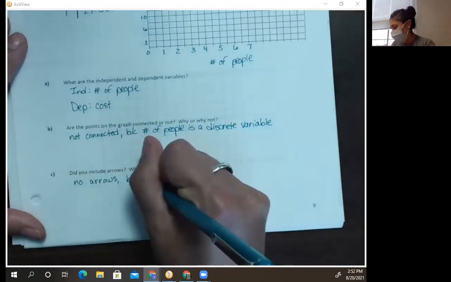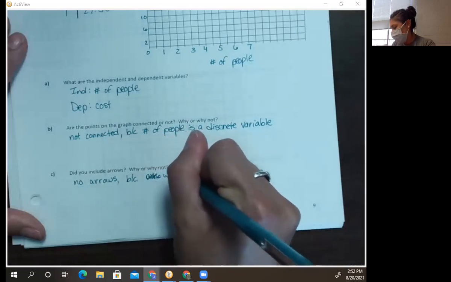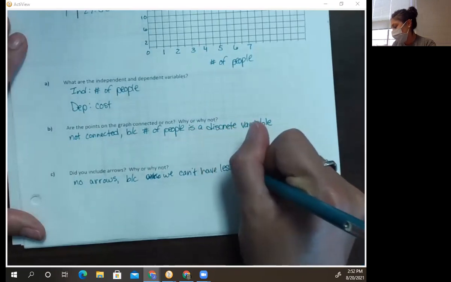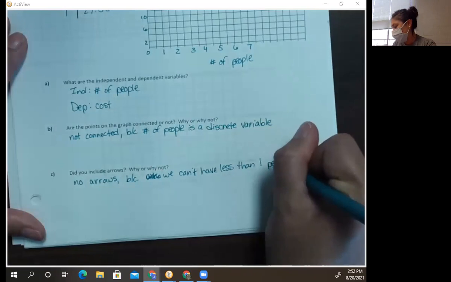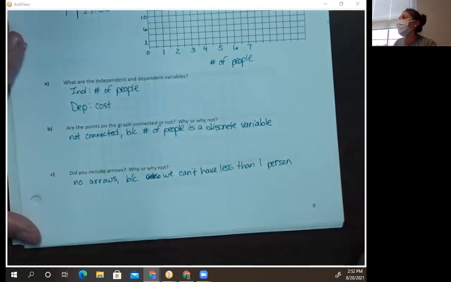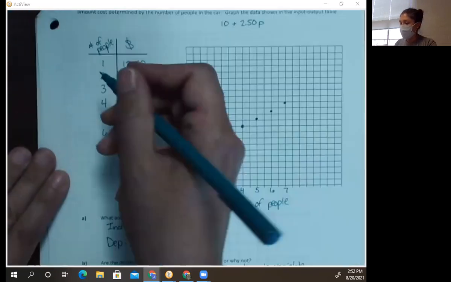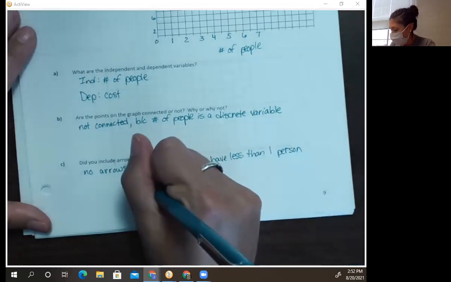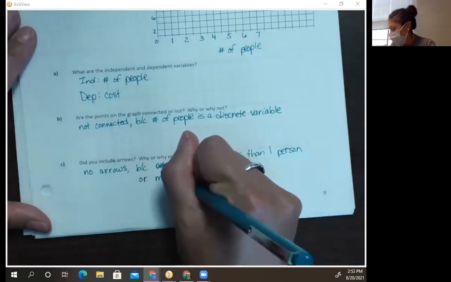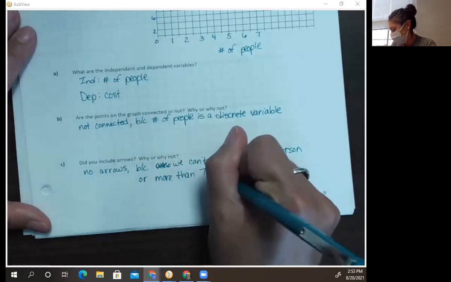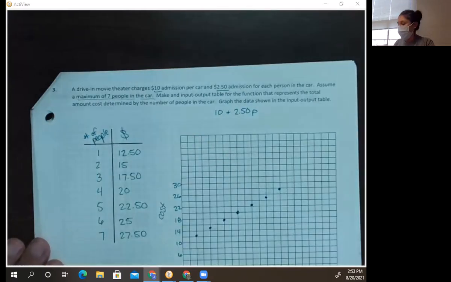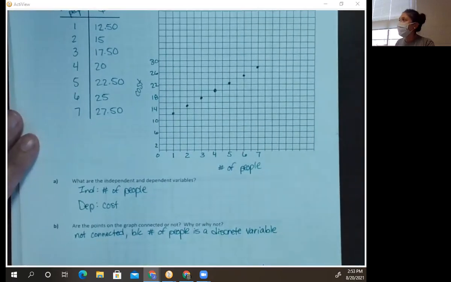Because we can't have less than one person. We talked about that a minute ago when we talked about the reasonable lowest number to use for our table. We have to have somebody to drive the car. So we can't have less than one person or more than 7 people. It told us in the problem we can fit a maximum of 7 people in the car. So I can't have an arrow over here because we can't have more than 7 people. Questions for me on page 9?